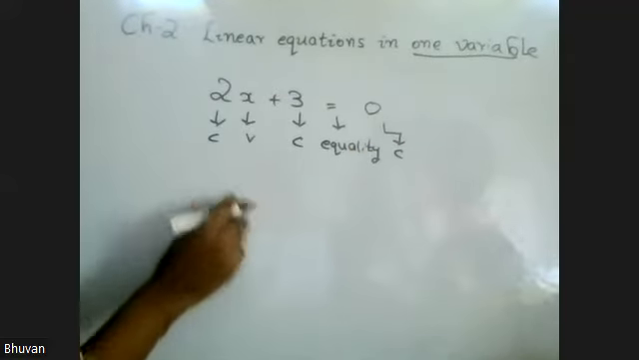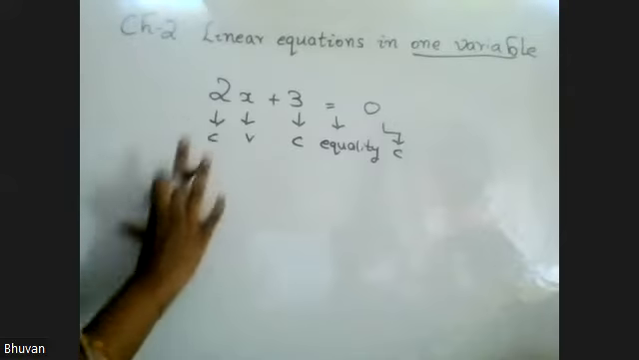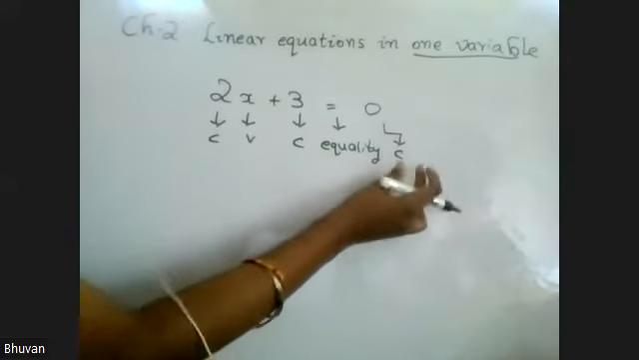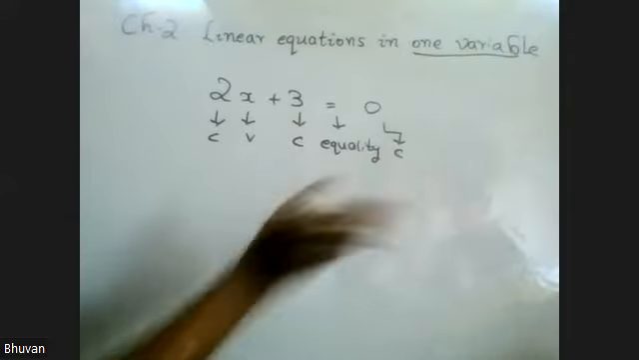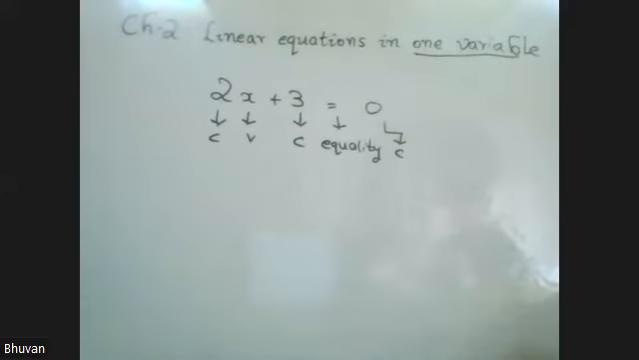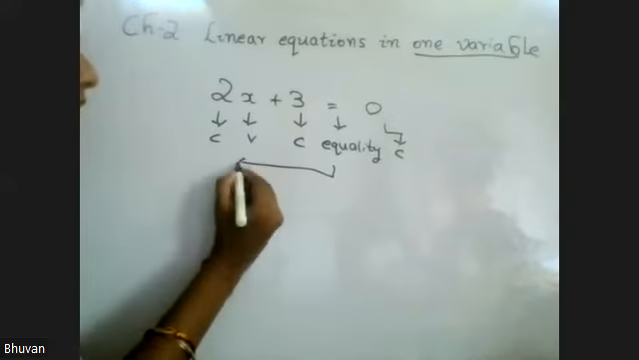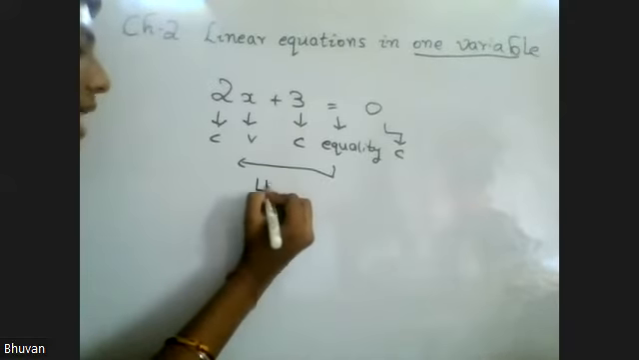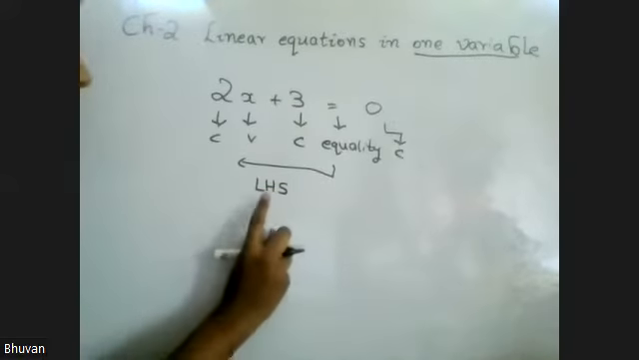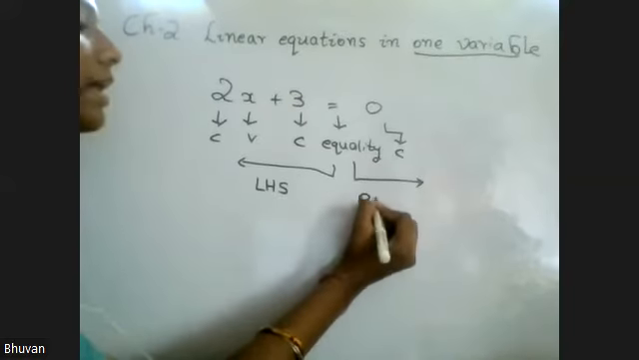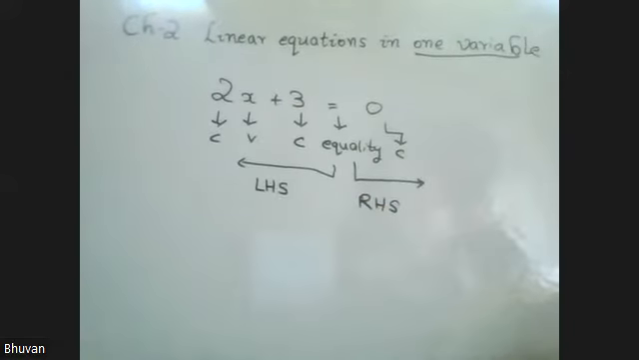So a valid combination of constants and variables, equated by an equality sign, gives us a linear equation. In a linear equation, the left-hand side of the equality sign is known as LHS, and the right-hand side of the equality sign is called RHS. So it contains a left-hand side and a right-hand side, LHS and RHS in short form.